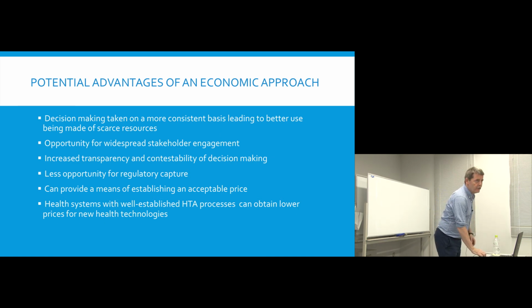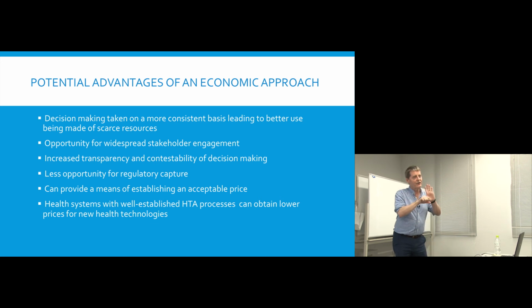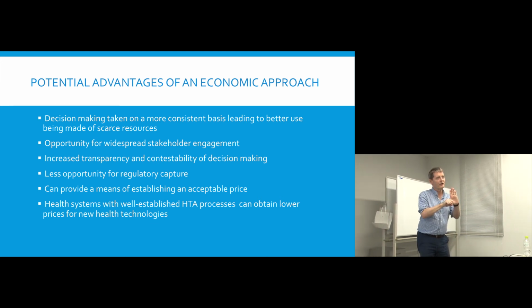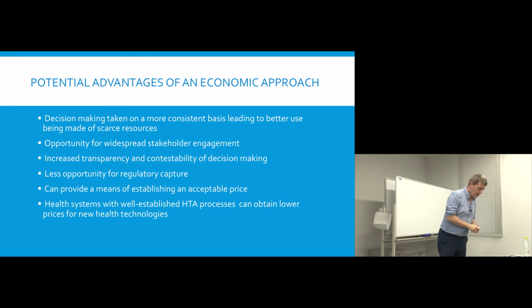So I've reviewed the challenges in making robust estimates of cost effectiveness. I've reviewed a bit more briefly the challenges in then using that information as part of your priority setting system. I now should close, I guess, with some of the potential advantages of the economic approach.